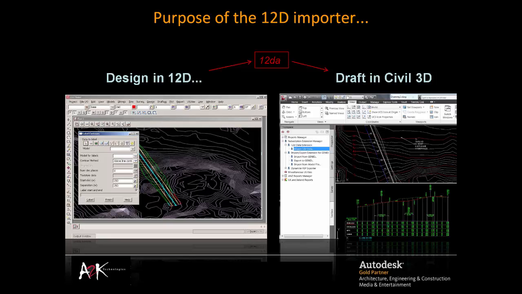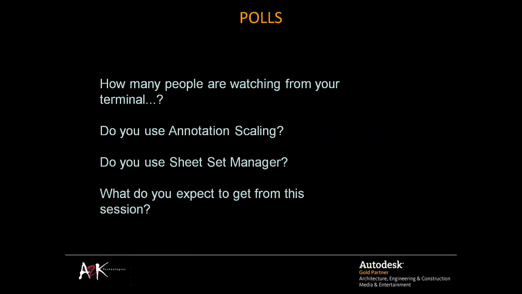Now, the purpose of this 12D importer is basically you design in 12D and you draft in Civil. And you use 12D ASCII instead of DXF to get from one to the other. We'll go through the pros and cons of the 12D ASCII method, and that's where we want to get your honest feedback on how realistic it is and how practical and what can improve, etc.